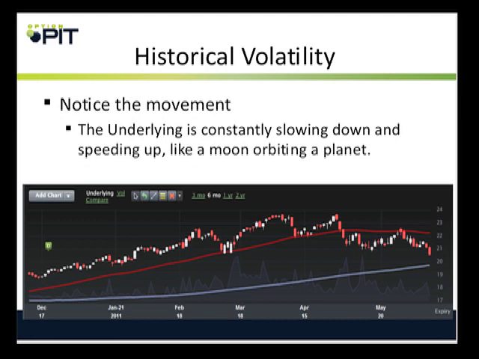All right? Now, the underlying, you can actually see this is how HV moves. The underlying is consistently slowing down and speeding up. It's like a moon orbiting a planet. All right, that's the way HV moves. It really orbits around that HV. Now the orbit may get really out of whack for periods of time, but it will revert back. I mean, it absolutely will. Okay.